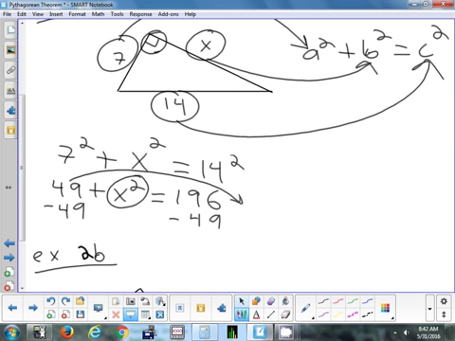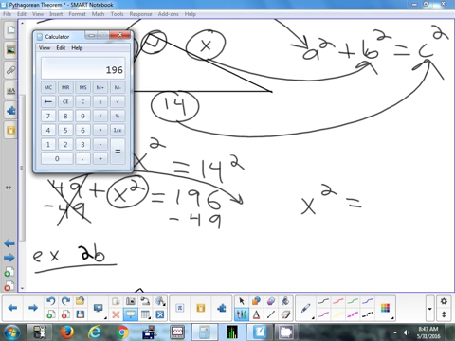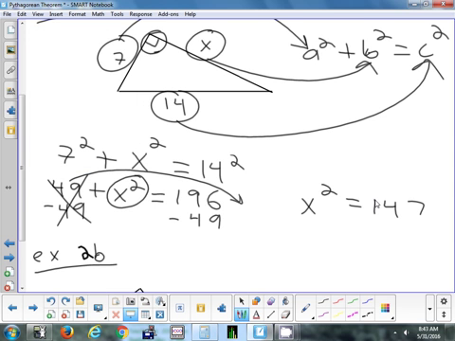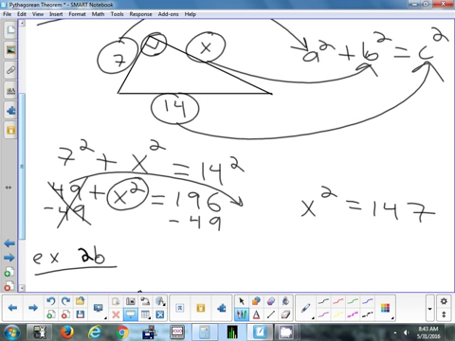Okay. What happens when you do 49 minus 49? Cancels out. That's gone. What's the only thing that's on the left side now? Just x to the second. And now I need to do this out. 196 minus 49 gives me 147. And now what is my last step? Because remember, this is not x. It's x squared. Yeah, we're going to square root. The square root cancels the square.